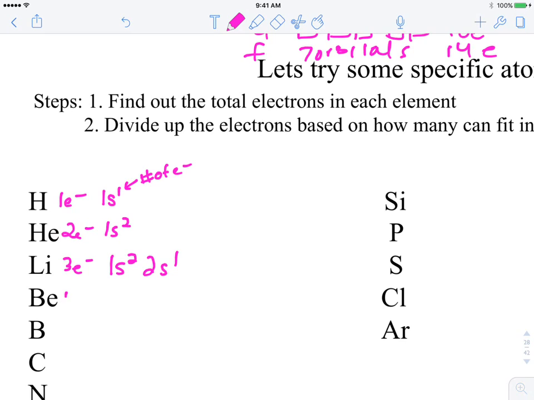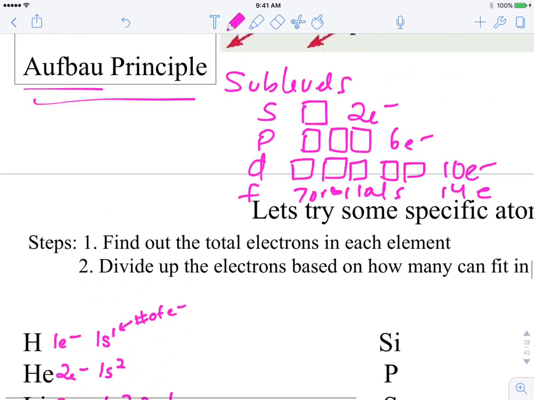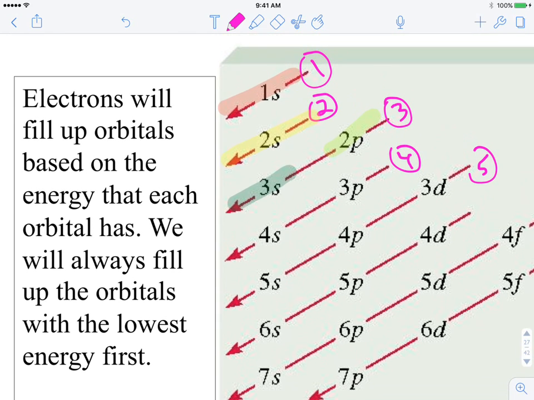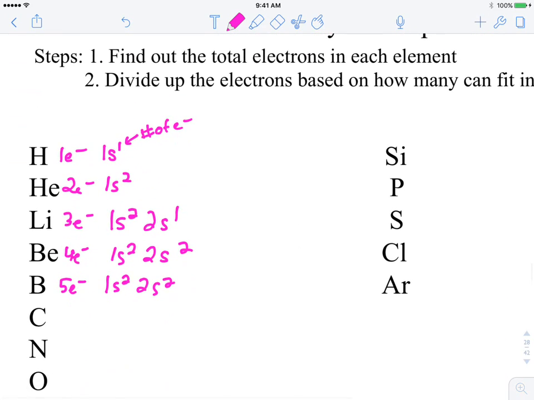Beryllium, 4 electrons. 1s2, 2s. I can put 2 in there. I have a total of 4 electrons. Boron, 5 electrons. 1s2, 2s2. Now 2s is filled up. What comes next? 2p. 2p1.